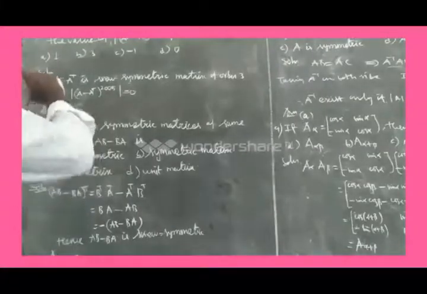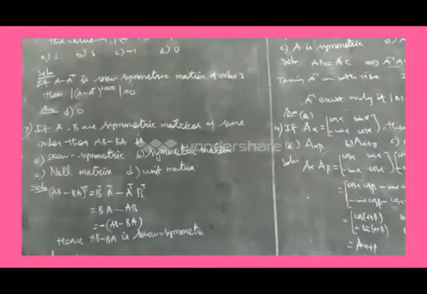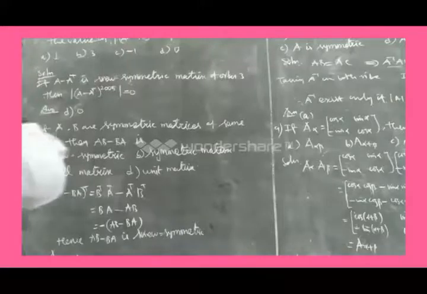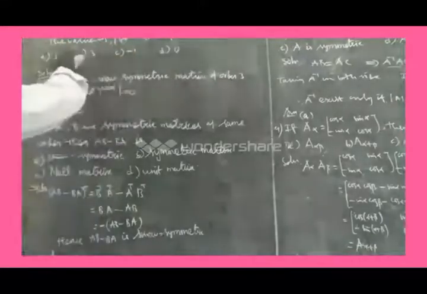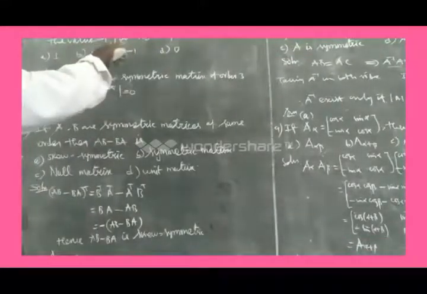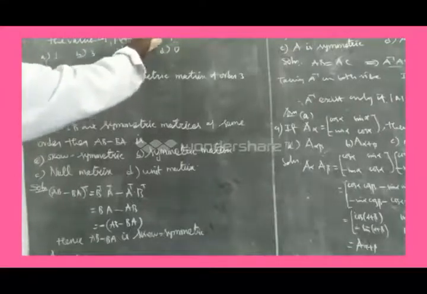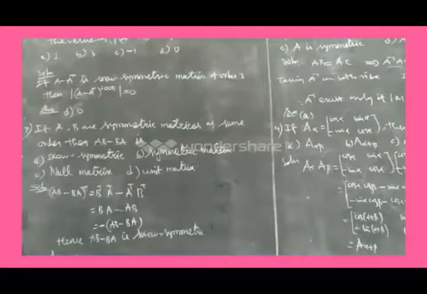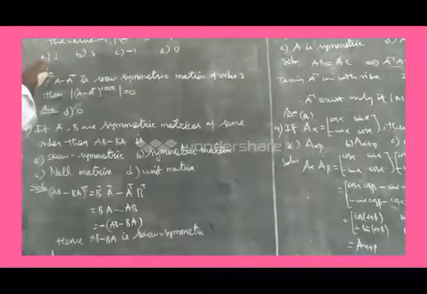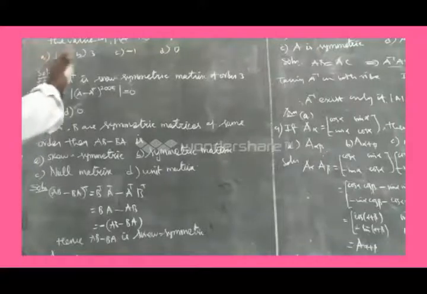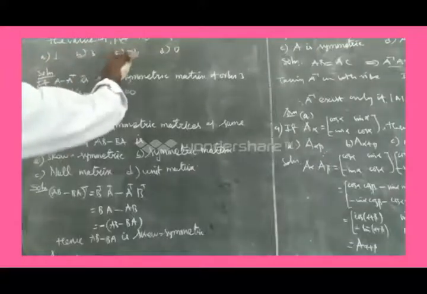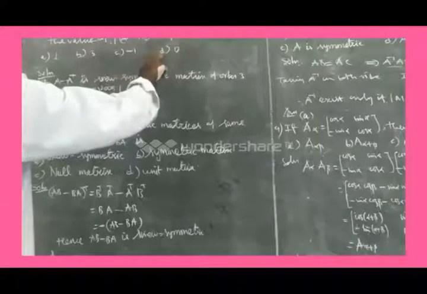Yes, student. Sixth one, right? If A is a square matrix of order 3, then the value of the determinant of modulus of A minus A transpose whole power 2005 is equal to. First option A is 1, second option B is 3, third option C is minus 1, fourth option D is 0.